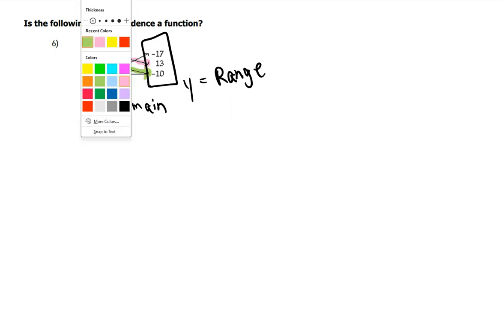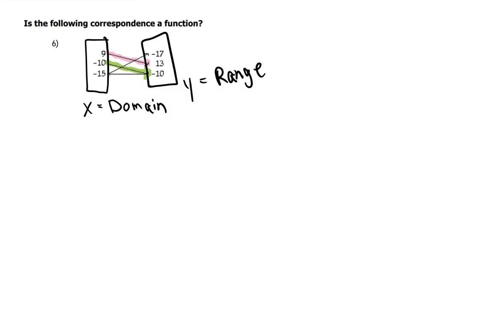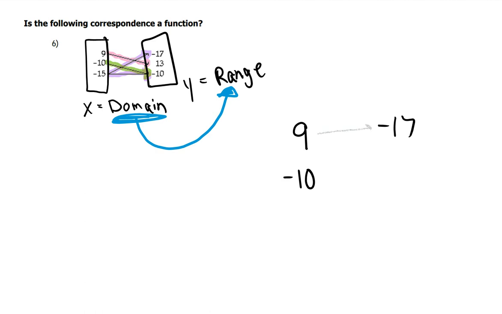But then when you get to the 15, 15 is going to both the negative 17 and also to the negative 10. And if it's a function, functions are one to one as far as every element that is in the domain can only go to one element in the range. Now it's possible to have like 9 and negative 10, let's say that they drew the arrow from 9 to the negative 17 and also the negative 10 to the negative 17. That is still a function.